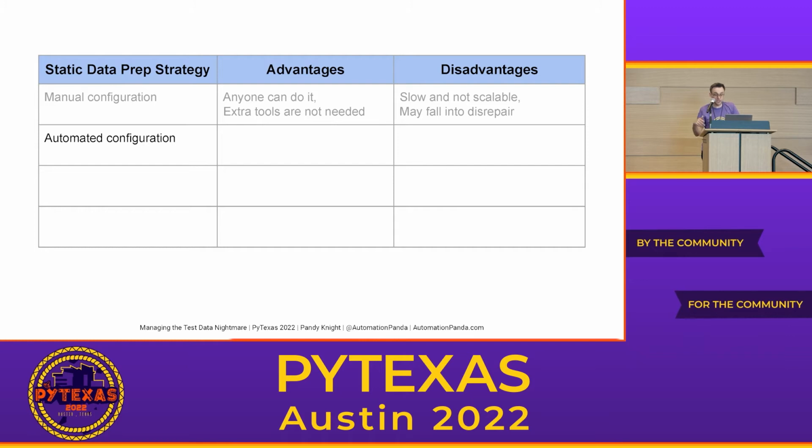A better strategy might be automated configuration. Woohoo! Automation Panda, right? Yeah. Rather than, I'm sorry, this is a fun time.